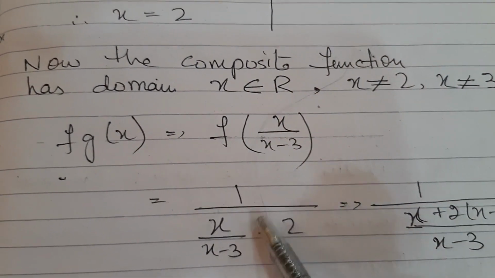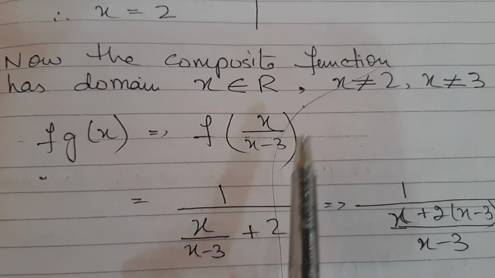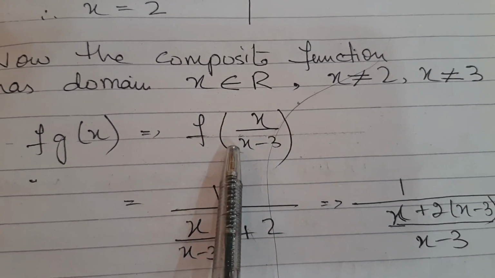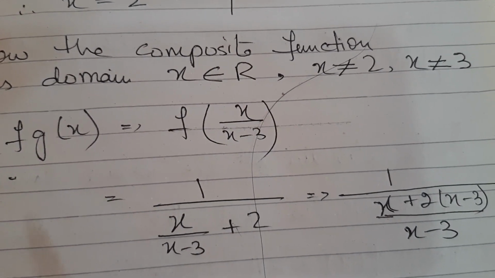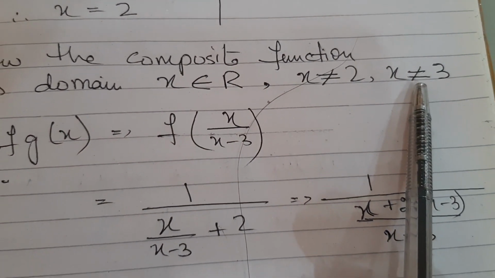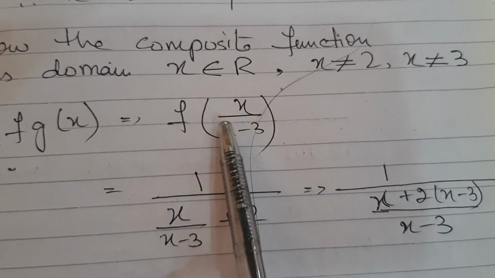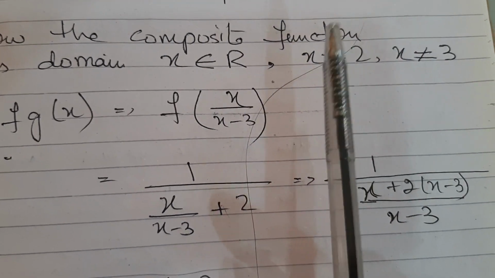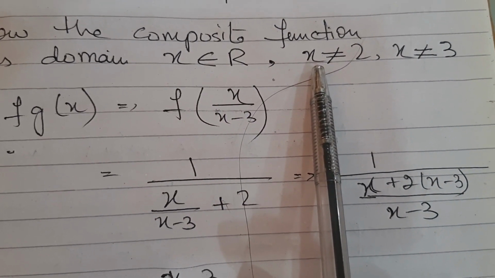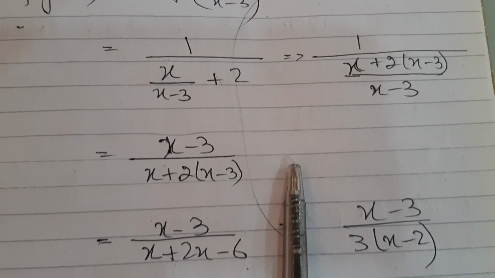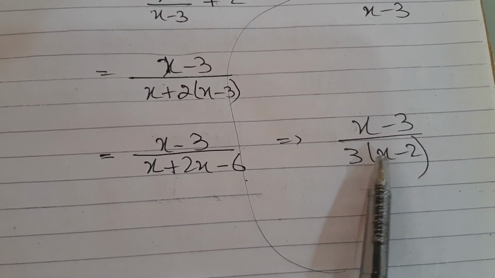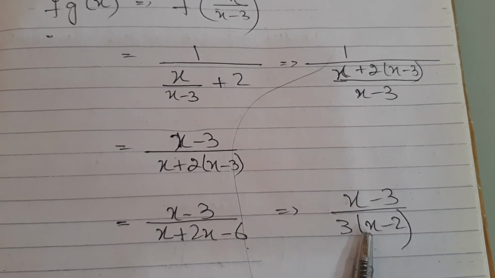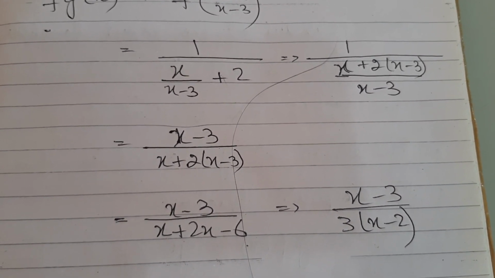Because in a composite function, your function cannot accept the value of x for which the input function is not defined. And we know x equals 3 is the value at which your function g of x is not defined. So that value and the other value for which the second function was not defined, we have taken both into consideration. And from here also you can see in the composite function, if you put x equals 2, it will become 0 and it is undefined.